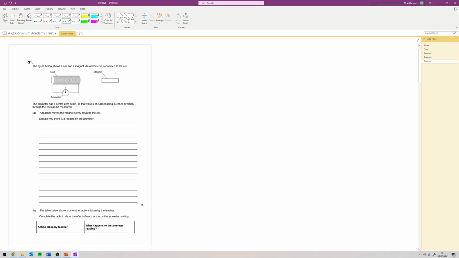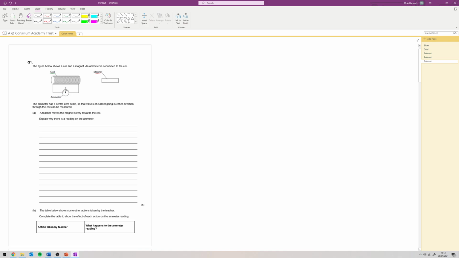Question 1. The figure below shows a coil and a magnet. So there's my coil, I'll do it in red. And there's my magnet. An ammeter is connected to the coil. That's very nice. So this is a full circuit. The ammeter has a center zero scale, so the values of current going in either direction through the coil can be measured.